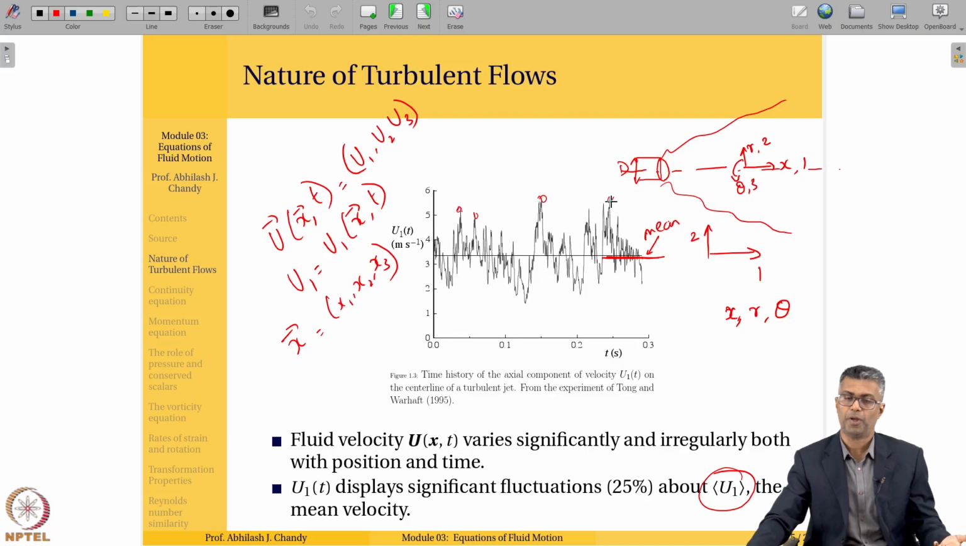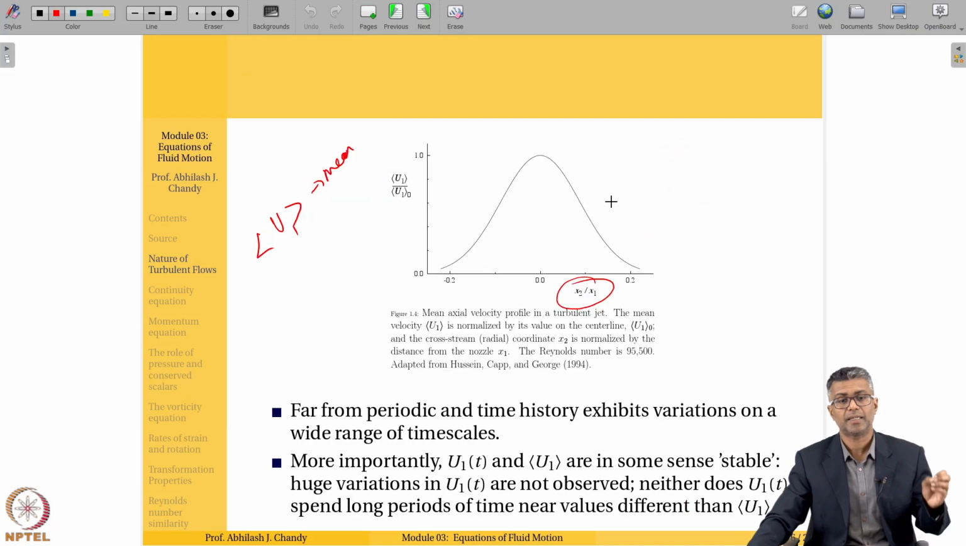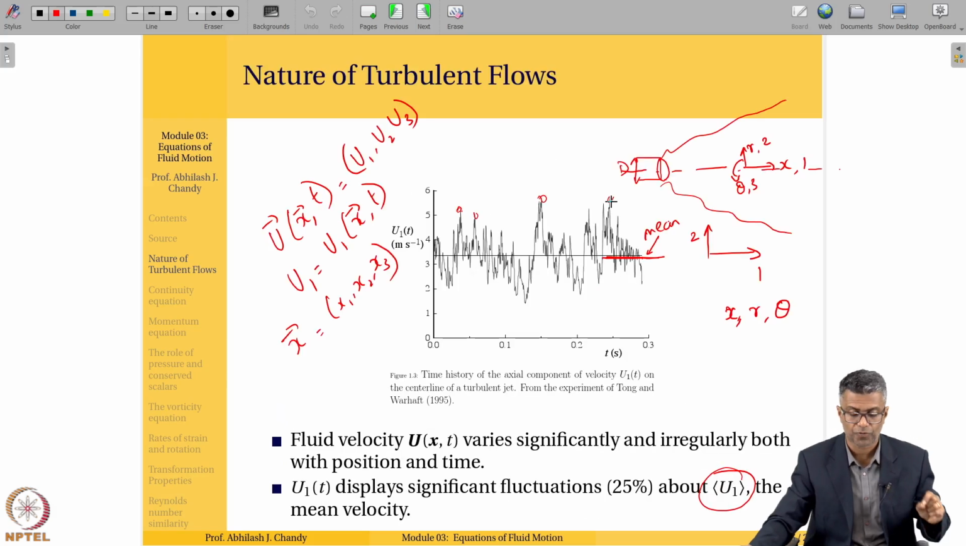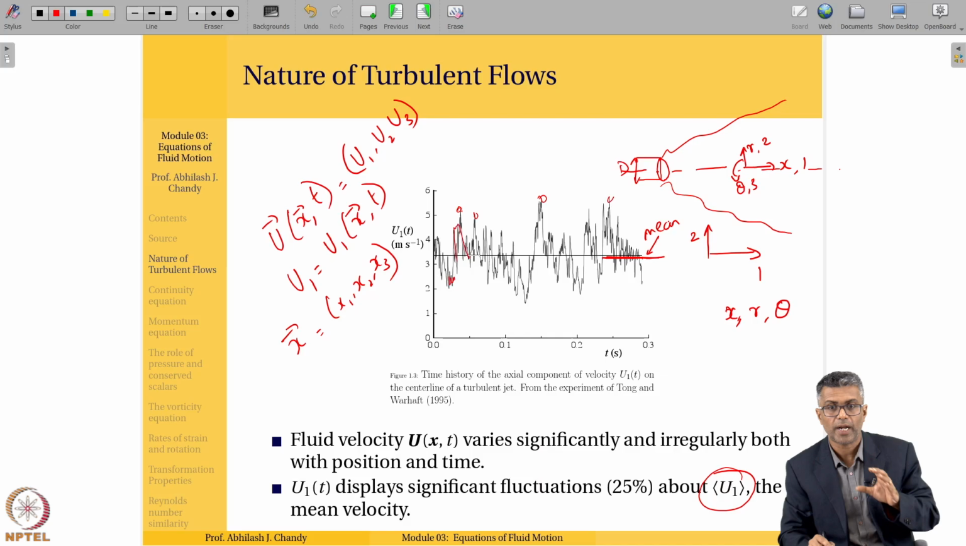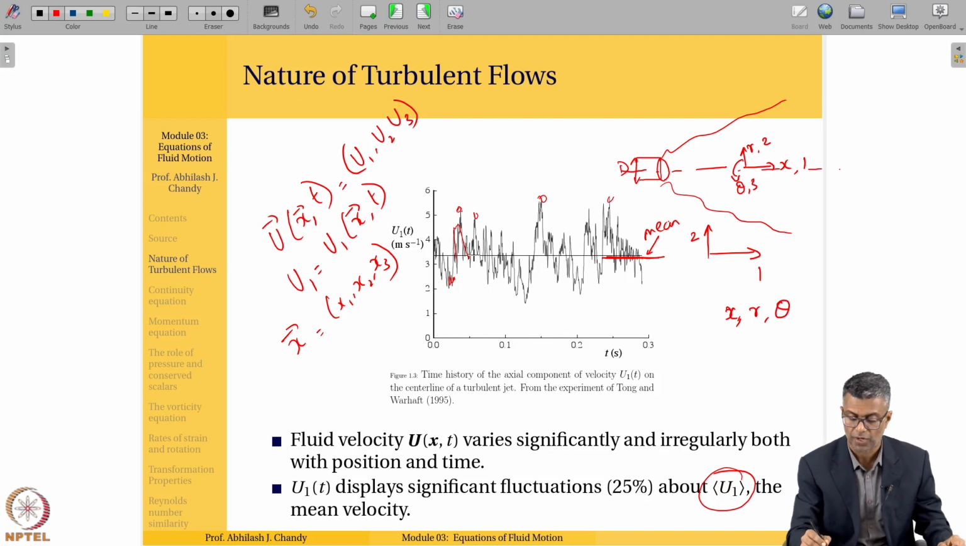it is definitely not periodic, and we didn't expect turbulence to be periodic. And it does exhibit a wide range of time scales, right? Some fluctuations are very short and some are long like this. So clearly there is a wide range of time scales. And even if it fluctuates, it doesn't stay there for long periods of time.